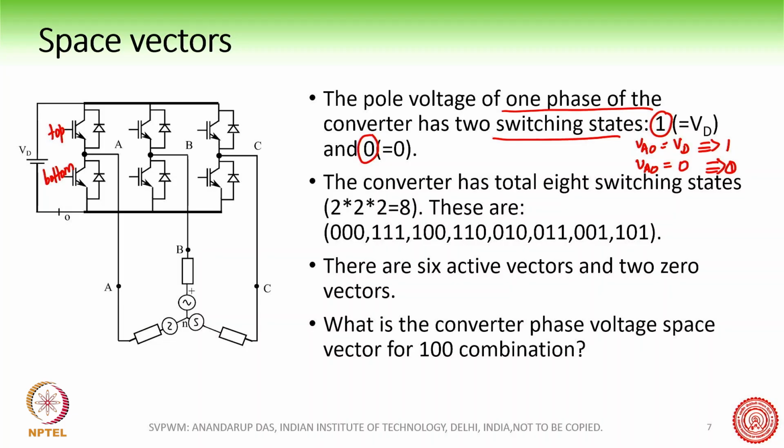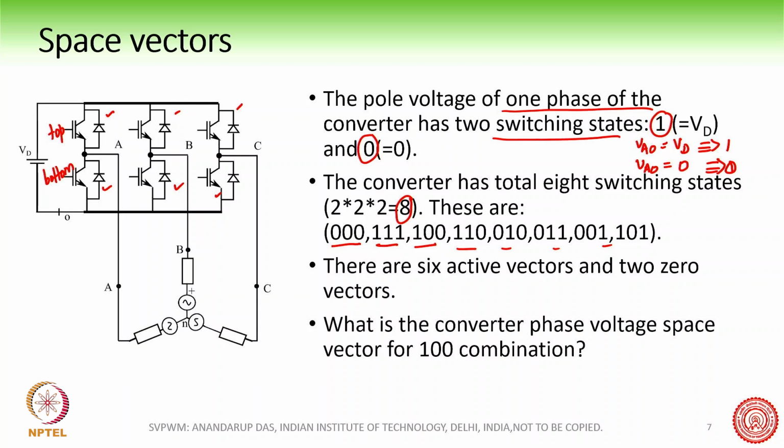This converter has a total of 8 switching states, because you have 3 phases and each phase can have 2 switching states. What are these values? These are 0, 0, 0, which means you are turning on all the lower switches, and 1, 1, 1, which means you have turned on all the upper switches. And then you have the 6 combinations like 1, 0, 0, 1, 1, 0. These indicate the switching combinations. In total, this voltage source converter has 8 switching combinations.